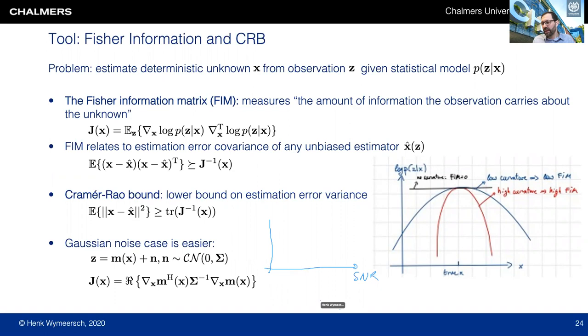This is the bound, and the maximum likelihood estimator should actually hit the bound for high SNR. And then the practical estimator will probably be worse than that. And I would say you're doing a good job if you have an estimator that's much lower complexity than maximum likelihood, but also achieves the bound at high SNR.